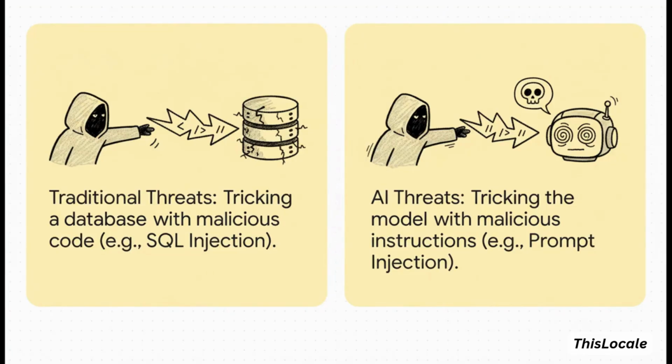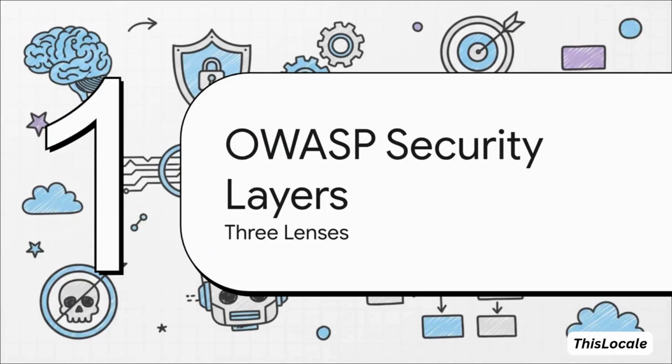Let me put it this way. For years, we've all worried about things like SQL injection, where an attacker tricks a database into spilling its guts. Well, now we have prompt injection, where an attacker tricks the AI model directly. It's a similar concept, for sure. You're manipulating inputs to cause some really bad unintended actions, but the target and the techniques, that's a whole new ballgame. So where on earth do we even start?